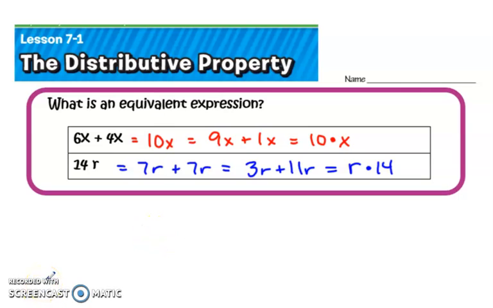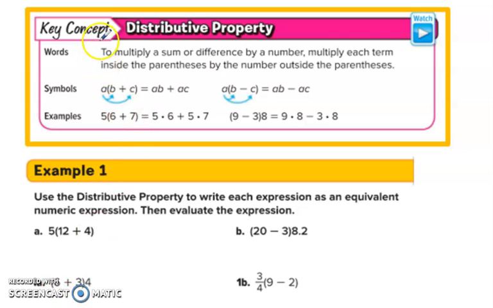Okay, for time's sake, we're going to move on here, but just recognize that we're going to be working with equivalent expressions with the distributive property too. Okay, let's go ahead and move on to the distributive property. So our book shows us this nice little diagram here. And it's telling you that when you have a number that's multiplied to a group, you can actually break it apart.